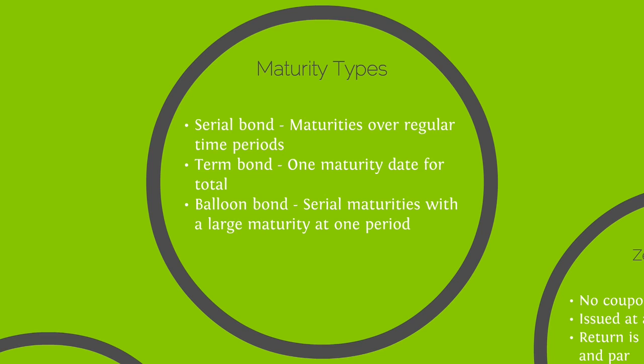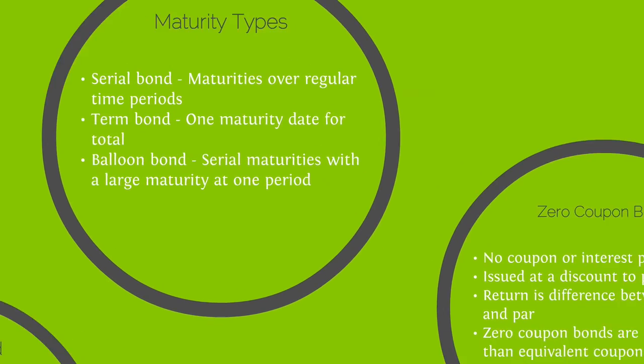There's different types of maturities of bonds as well. There are serial bonds, which have maturities or payouts of principal over regular time periods before maturity of the bond. A term bond is just a payout at the maturity or the end of the term of the bond. And a balloon bond has a large payment somewhere between the initiation and the final term of the bond.